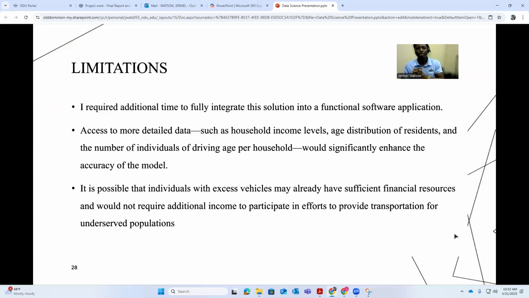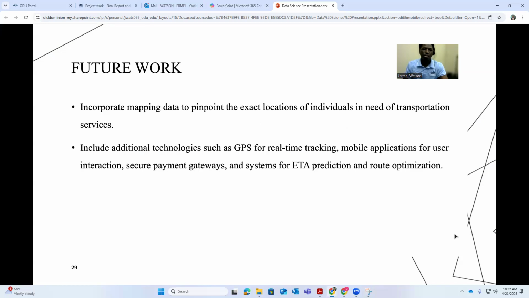Limitations: I required more time to integrate the model into a software application. I need access to more detailed data, such as household income levels, age distribution, and the number of individuals who are able to drive in that household. It's also possible that individuals who can afford five, six vehicles would not be motivated enough to use those vehicles to serve underserved populations.